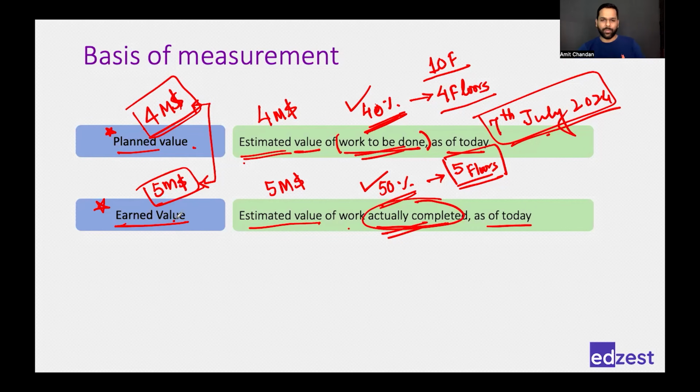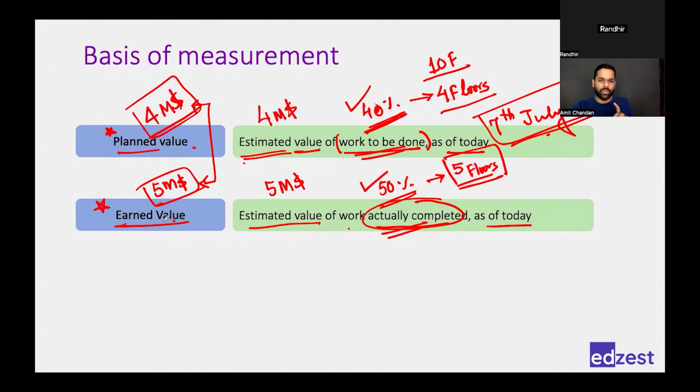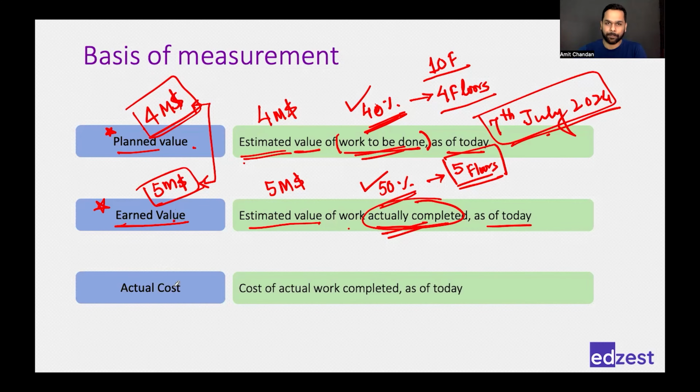Okay. Now, there is one more term which would help us in understanding the cost, and that would clarify some more doubts, and then I'll take questions. So the third point is actual cost. Actual cost is the cost of actual work completed as of today. What is actual work completed? Whatever we have done till now.